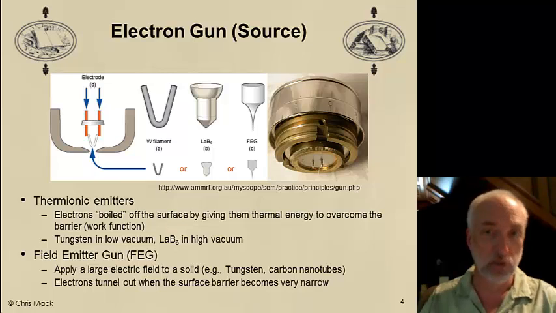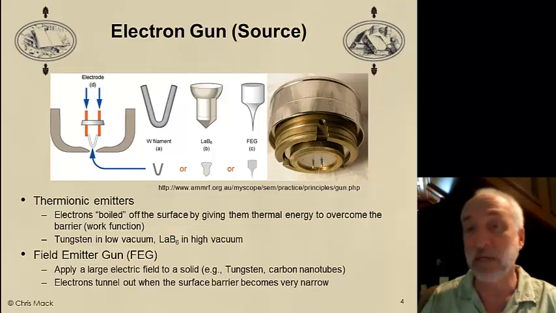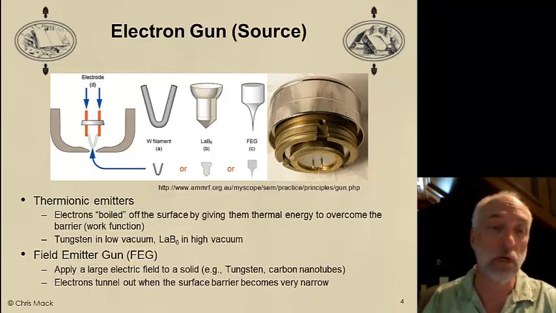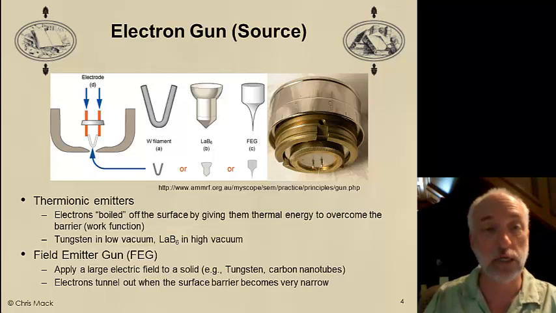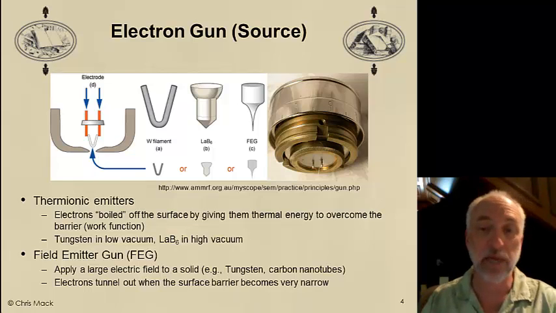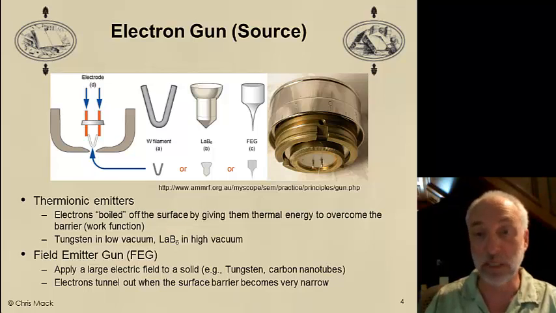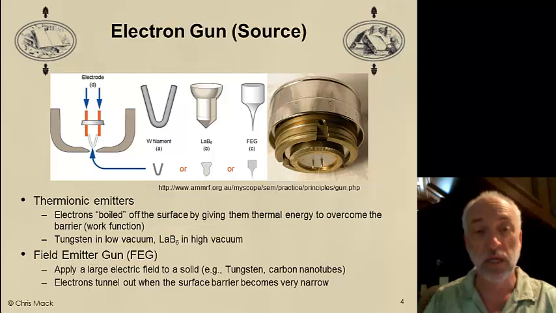Let's look at the gun, the source. There's two basic ways, there's actually lots more ways, but the two basic common ways in which we can generate electrons: thermally or with an electric field. A thermal source essentially takes a piece of metal, heats it up very, very high in a vacuum, and boils off the electrons. We have enough thermal energy to overcome the work function of the barrier that would normally keep the electrons within the metal.